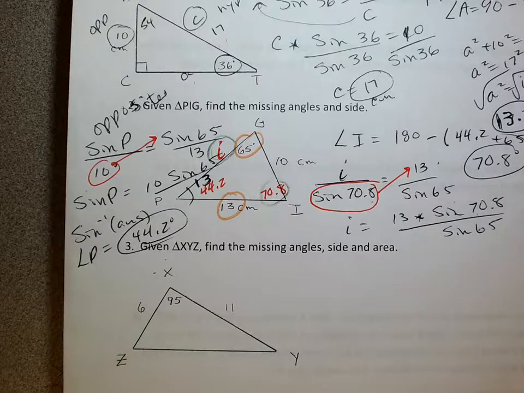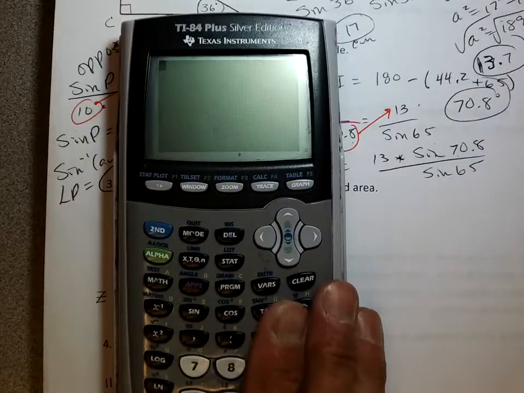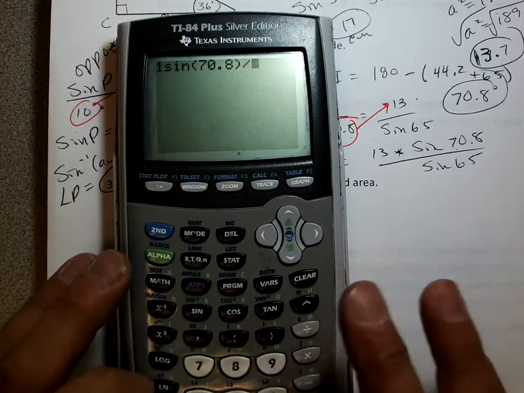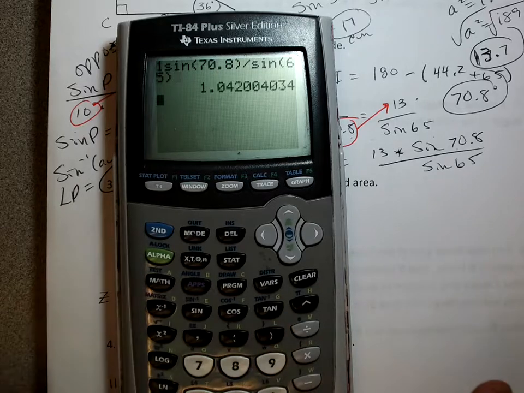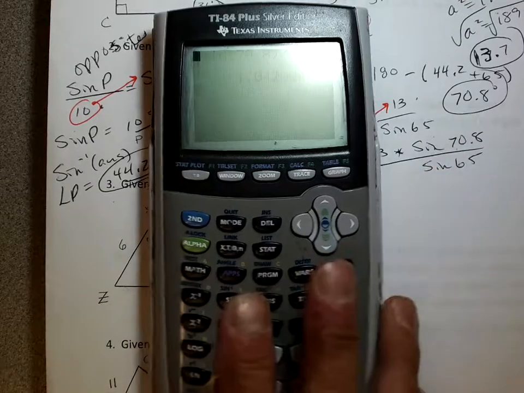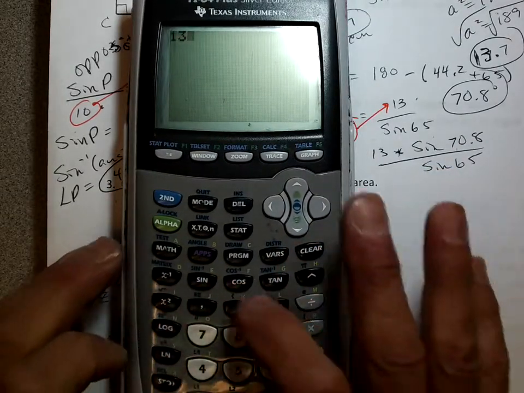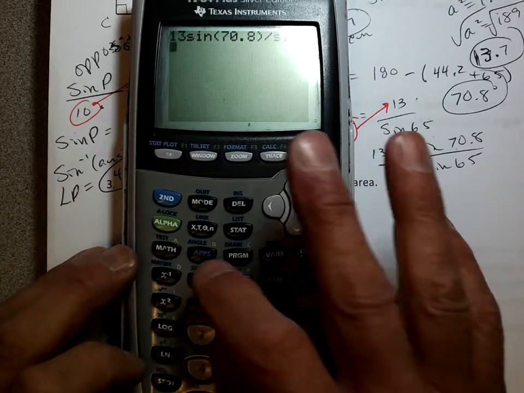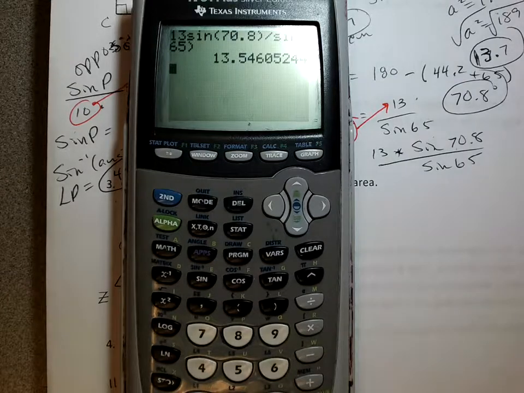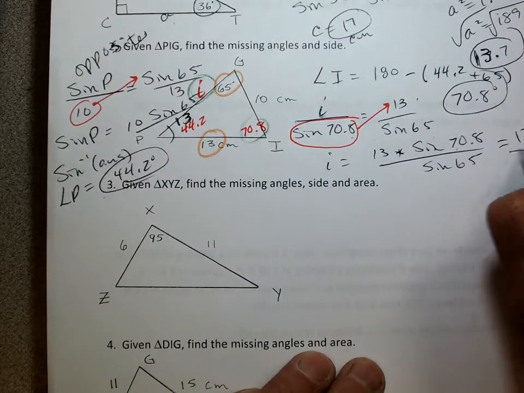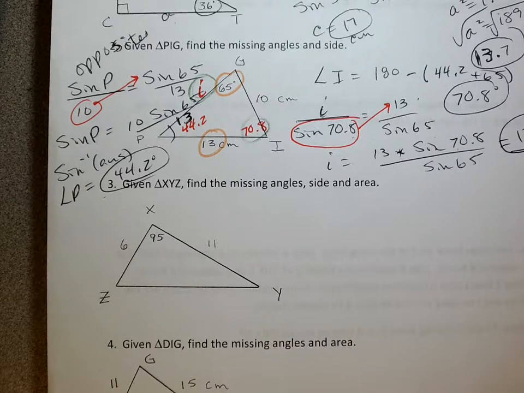I'm just going to let my calculator do the work, right? I'm going to go 13 sine of 70.8 divided by sine of 65. And I get an answer of about 1.2. Oh, that's because I didn't type it in right. Let's try it again. 13 sine 70.8 divided by sine 65. There we go, 13.54. 13.5 will work for me, okay? So about 13.5.